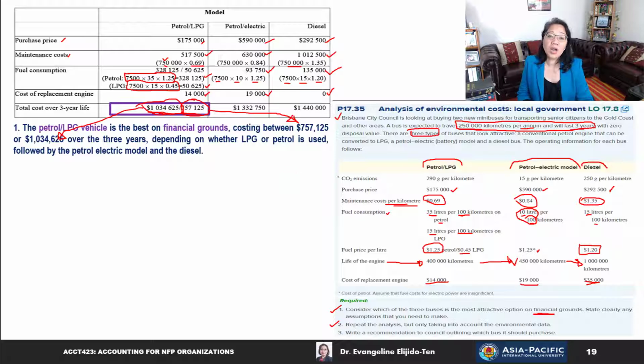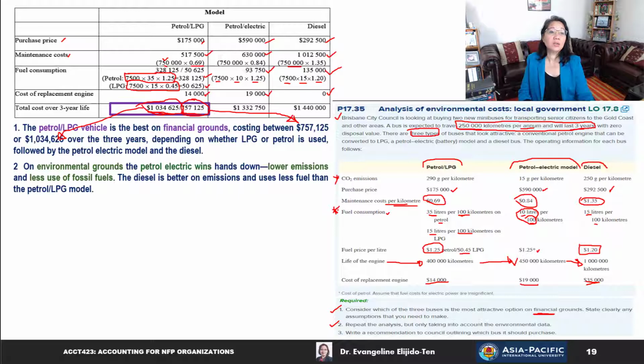So what are the environmental data here? Carbon emissions would be 1. What else? Anything else there that has to do with environmental, or that has an environmental component to it? Yes, the consumption of fossil fuels would be 1. All right, because this is the equivalent of energy usage in terms of vehicles. So on environmental grounds alone, what do you think will be the winner? Well, the petrol electric wins hands down.